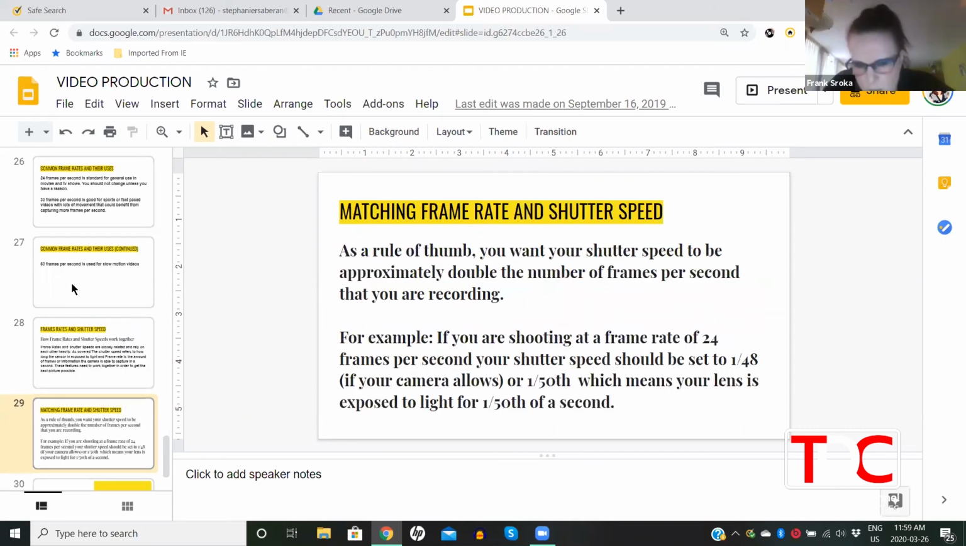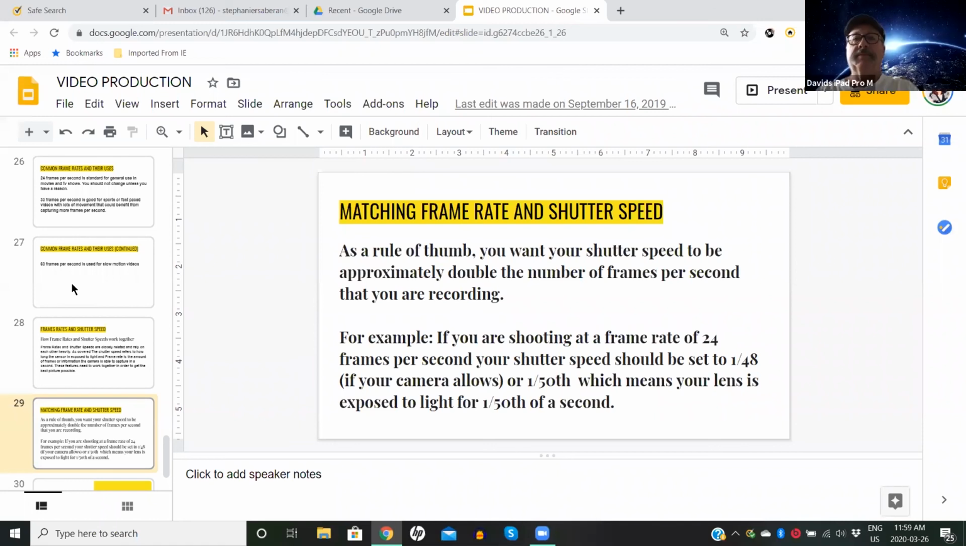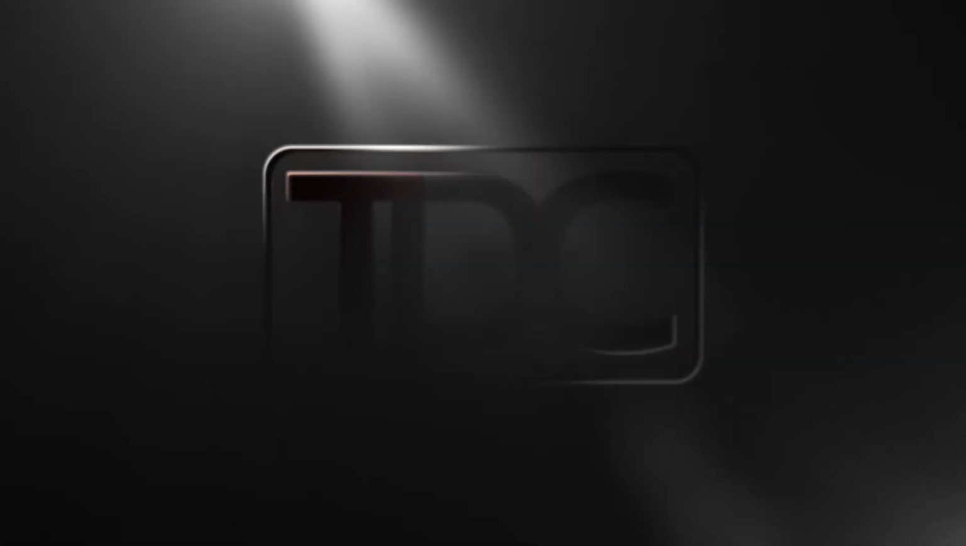Matching the frame rate and the shutter speed. As a rule of thumb, you want your shutter speed to be approximately double the number of frames per second that you're recording. If you're shooting at 24 frames per second, your shutter speed should be set to 1/48 if your camera allows you to. Not all cameras do. Or 1/50th, which means your lens is exposed to light for 1/50th of a second. So you're doubling the frame rate; the shutter speed is going to be double what the frame rate is.